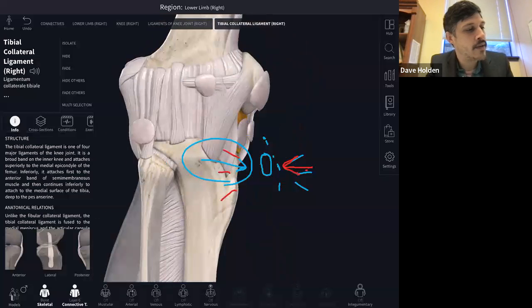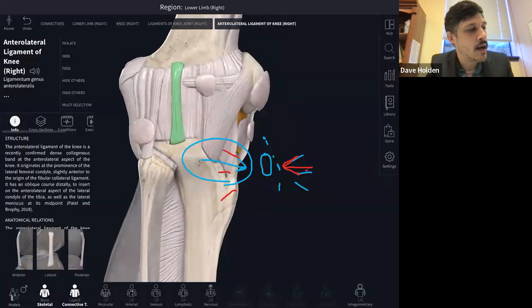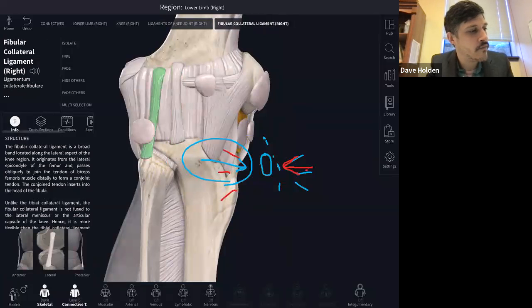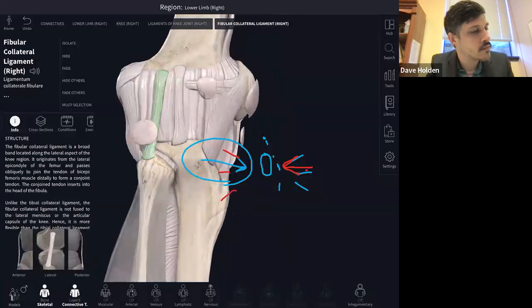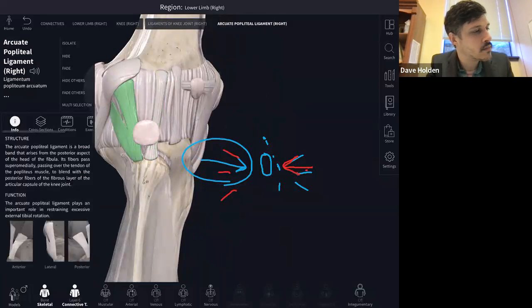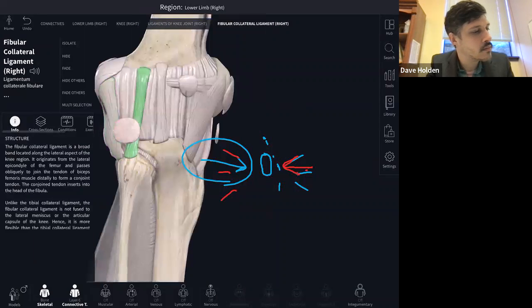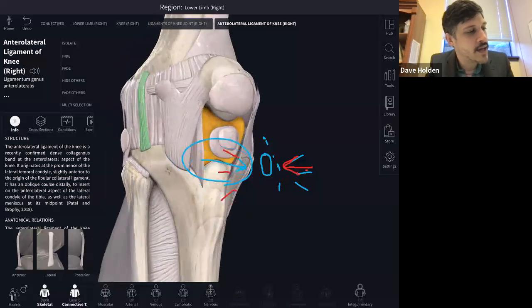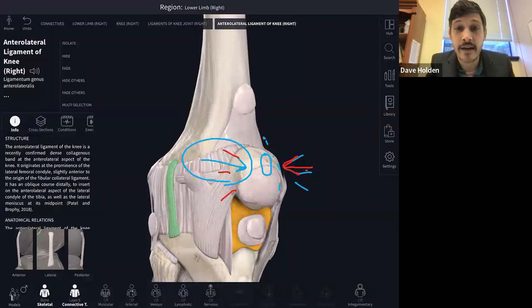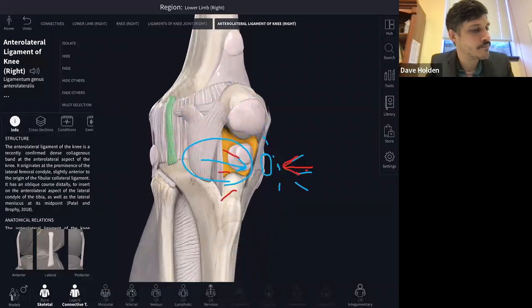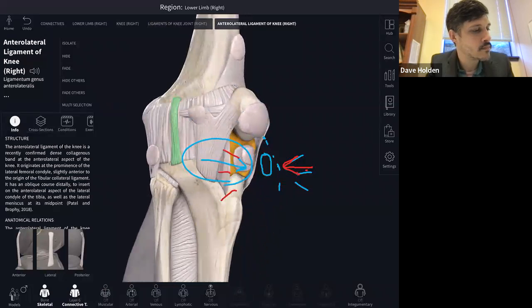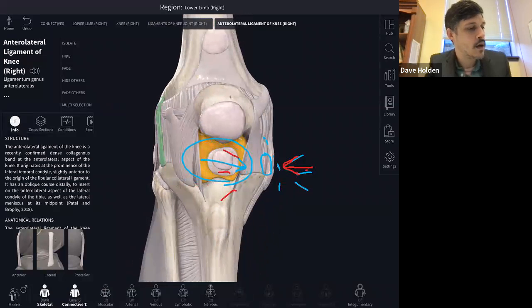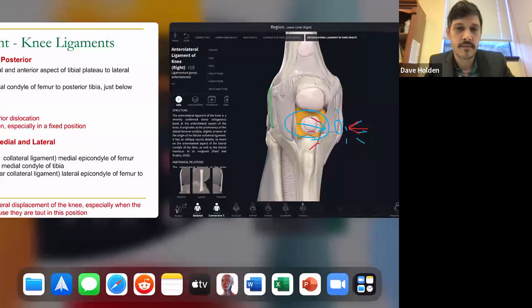We'll rotate this around. There is your fibular collateral. Nope. We're going to go with this one. Anterolateral ligament of the knee. Connects the lateral condyle of the tibia to the lateral epicondyle of the femur. All right, good stuff, fun stuff.